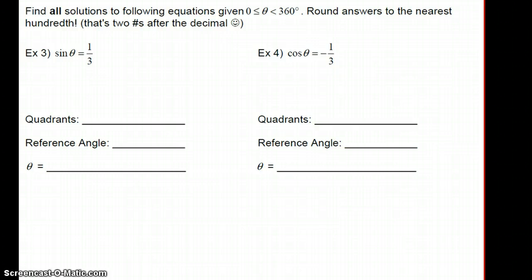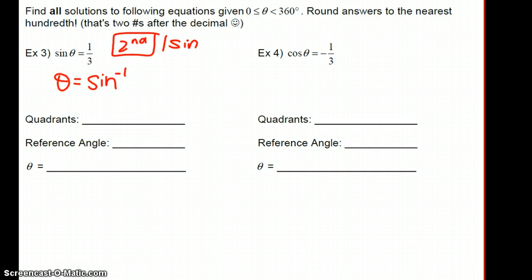You learned this back in geometry, but if you do not remember, the sine of theta equals 1/3. We want to get rid of this sine. We want to undo that sine function, and the only way to do that is to apply the sine inverse. So what you end up punching into your calculator is not just the sine key, but you need to press second sine, which will pull up sine inverse. So on your calculator, press second, press sine, and then follow that with whatever the number is here, 1/3.